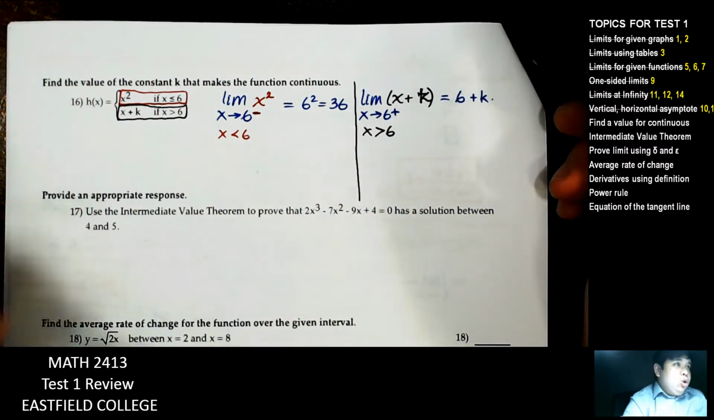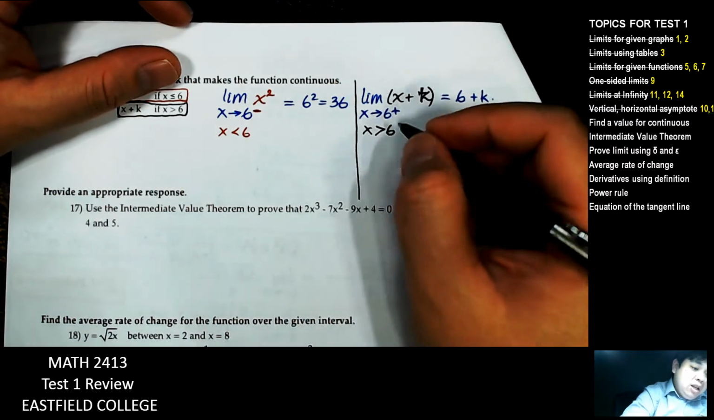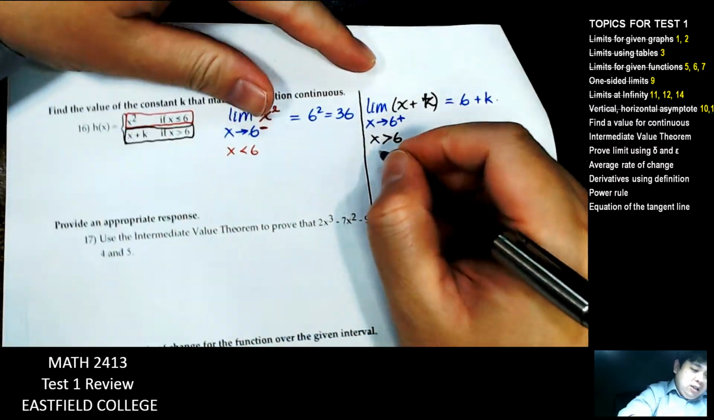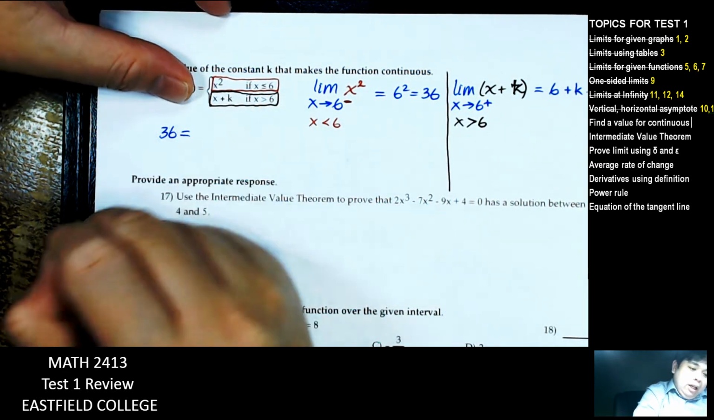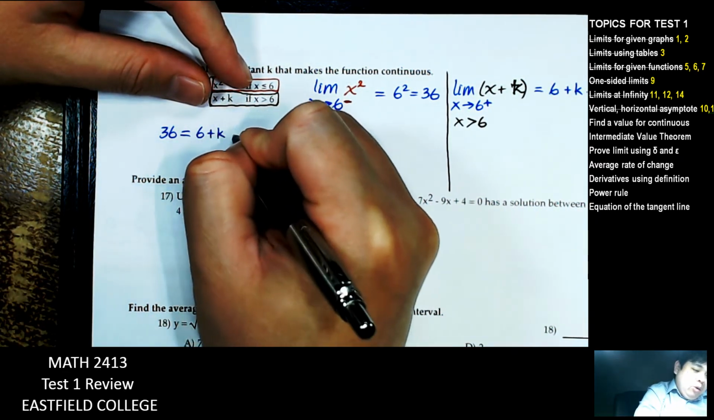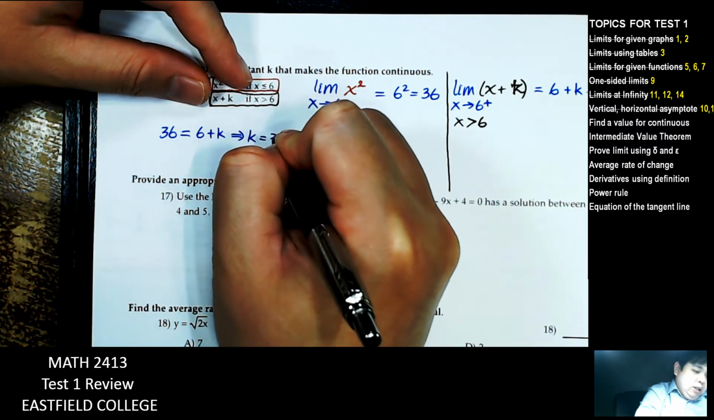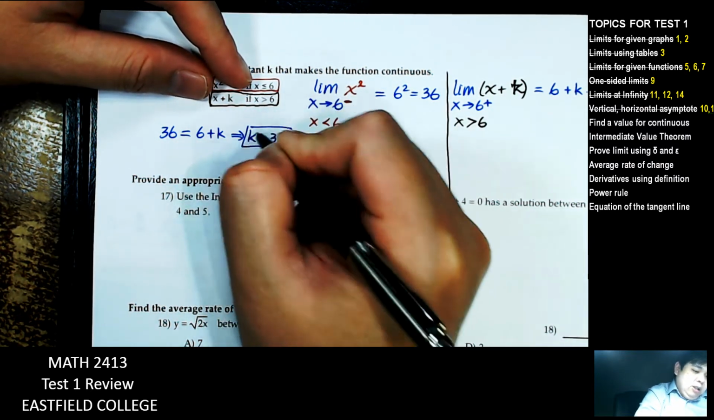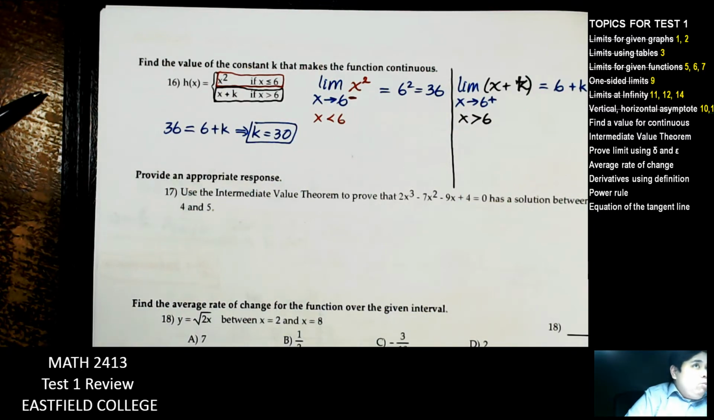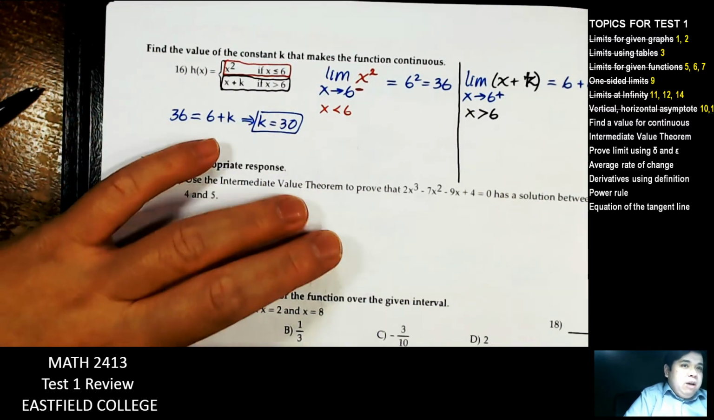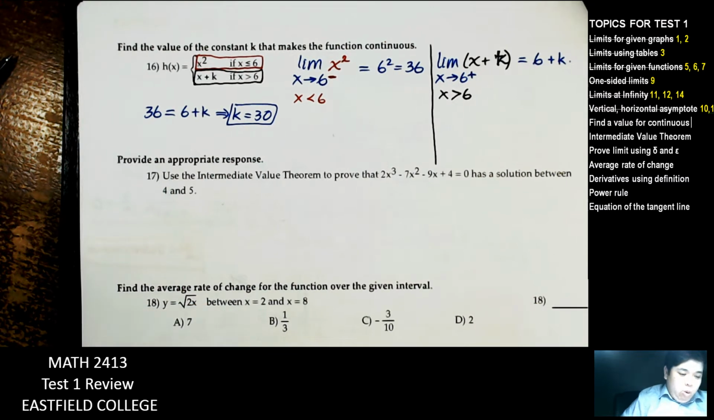In order for the function to be continuous, at least the limit must exist. So we say 36 equals 6 plus k, and we solve for k equals 30. Of course, we can check that the function is defined and they are indeed equal, but at least the limit from the left and the limit from the right must be the same point.